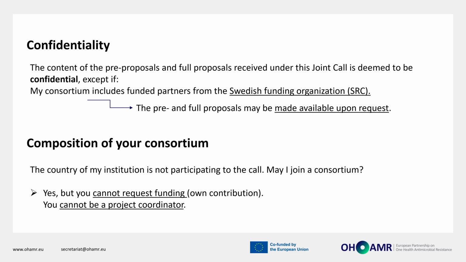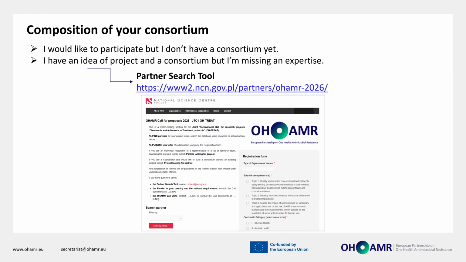If the country where your institution is located is not participating in the call, you can still join a consortium. However, in this case, you cannot request funding and you will need to contribute your own in-kind contribution, and you cannot act as project coordinator. If you would like to participate in the call, but do not have a consortium yet, or if you have a project idea and a consortium, but are missing certain expertise, you can use the partner search tool, which will be presented later by the National Science Center NCN of Poland.